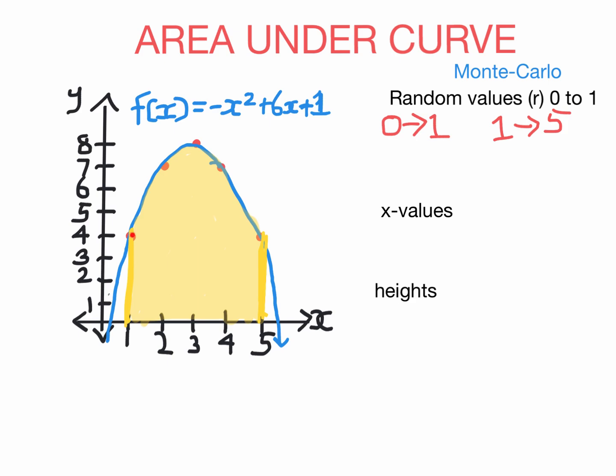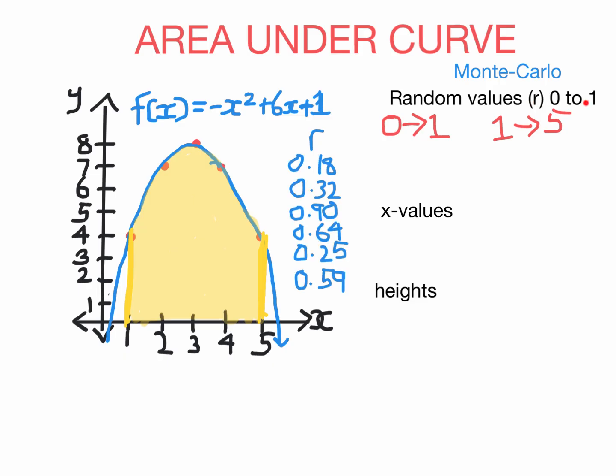But do I draw the rectangle here, or should I draw the rectangle up here? I don't know. Now, Monte Carlo leaves that question to chance. Where we draw the rectangle will be entirely due to chance, hence the name Monte Carlo. So when we're doing this, the first step, we need to come up with some random values r between 0 and 1. So I'll come up with 6 such values.